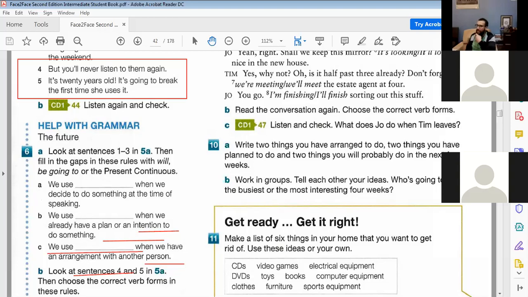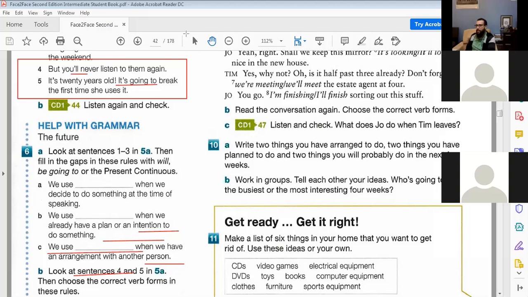So if we go back to the examples, we have number four and number five. Number four, but you'll never listen to them again. And number five, it's 20 years old. It's going to break the first time she uses it. This is the prediction based on evidence. Right. That's correct. And what did we use in the prediction based on evidence? Did we use will? Going to. But in the prediction based on personal opinion, what did we use? Will. So this means there is a small difference even in predictions.